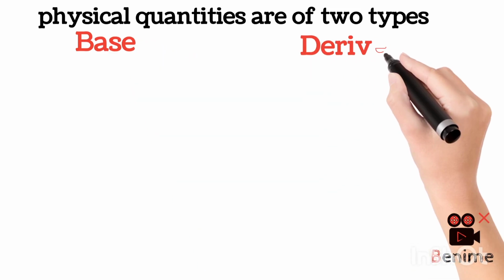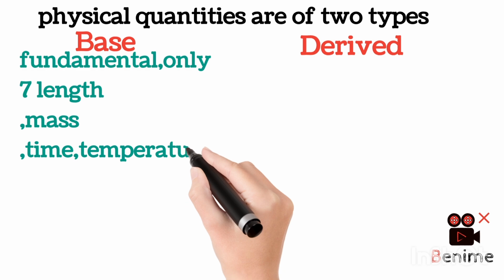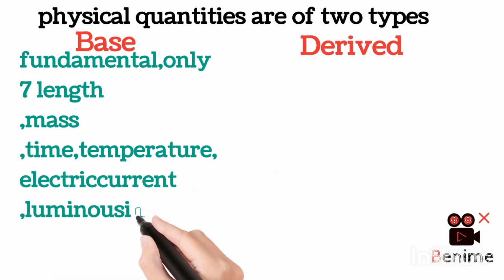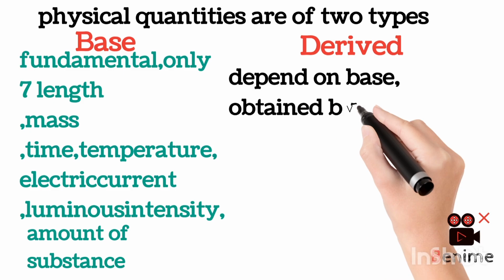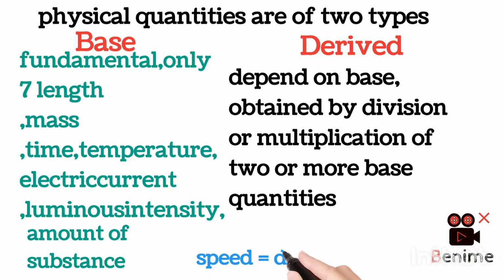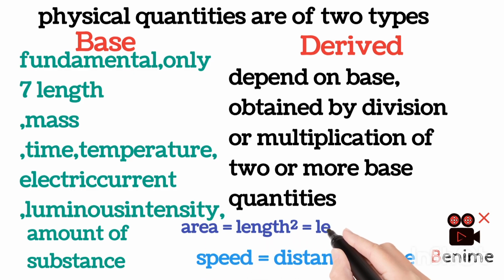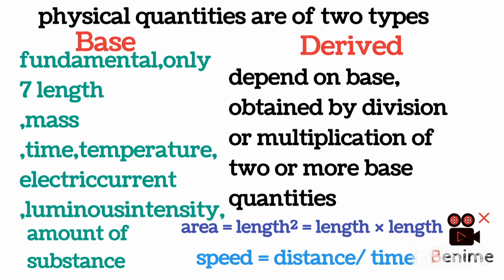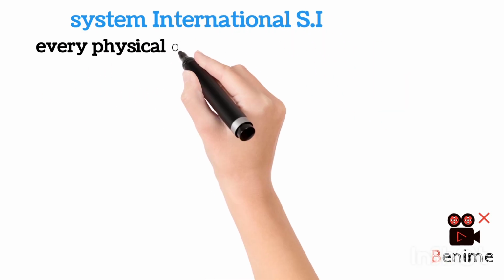Base quantities are those fundamental quantities that are not obtained from other quantities. These are 7 in number. Whereas derived quantities are those derived from multiplication and division of 2 or more base quantities, like speed and area. Every measurement requires a standard unit to measure.